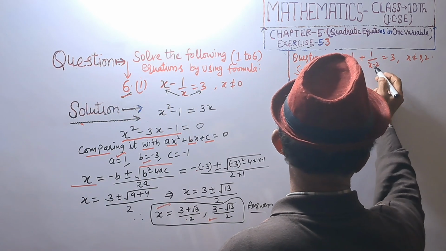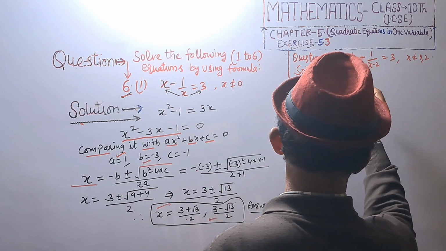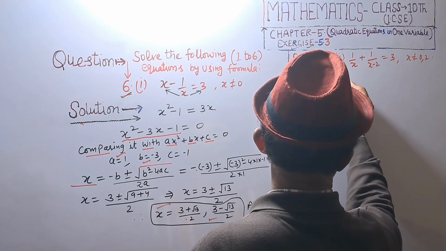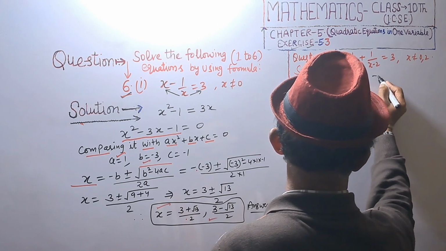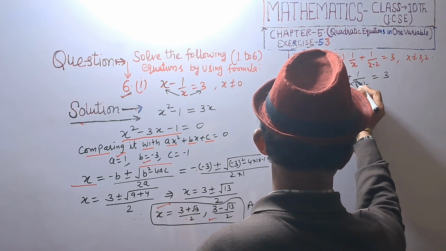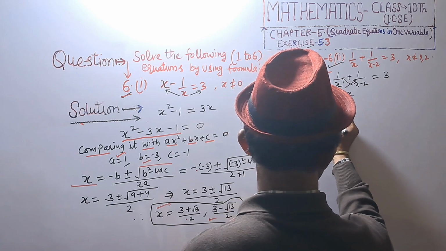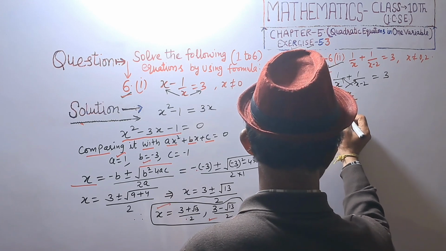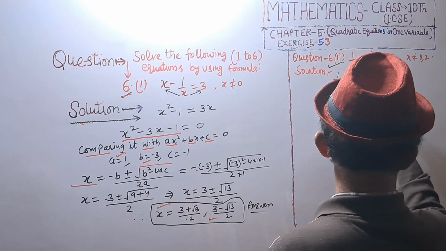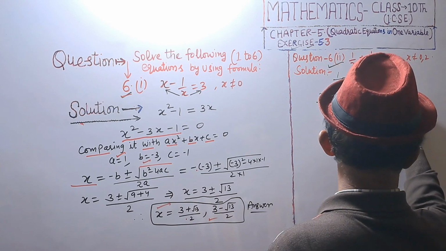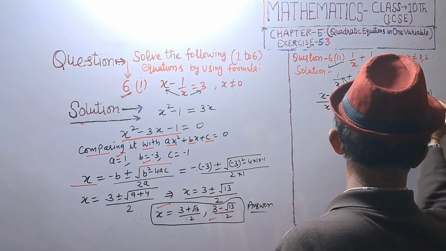Question number 6, second part. 1 upon x plus 1 upon x minus 2 is equal to 3 where x is not equal to 0 and 2. Given 1 upon x plus 1 upon x minus 2 equal to 3 and we are cross multiplying, this will be x minus 2 plus x divided by x into x minus 2 equal to 3, which implies 2x minus 2 equal to 3 into x square minus 2x.